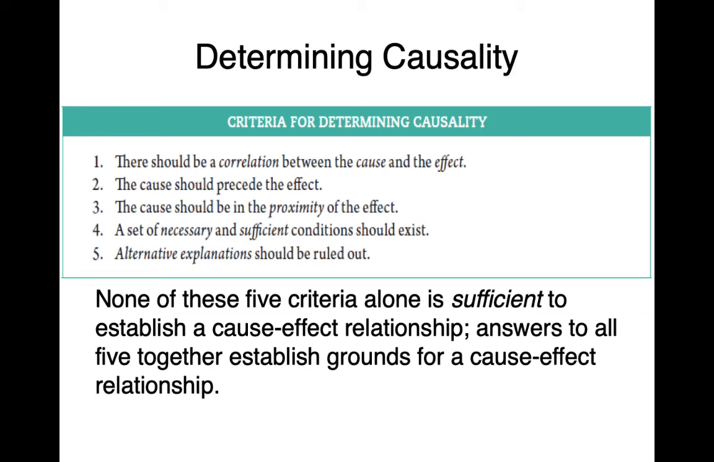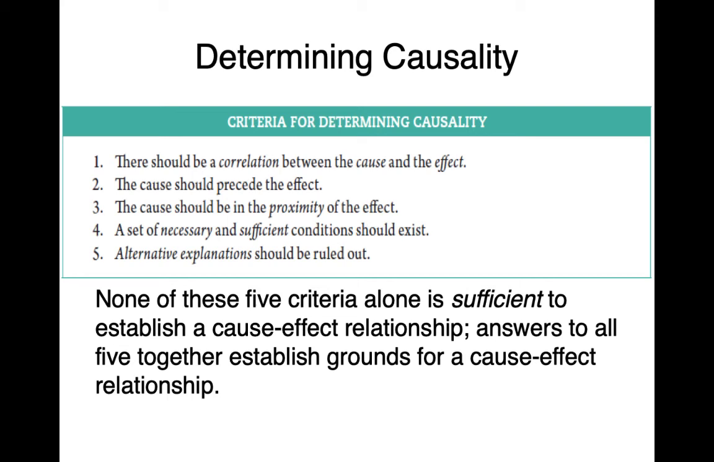There should be a correlation between the cause and effect, no correlation, no cause and effect relation. The cause needs to precede the effect. The cause should be in the proximity of the effect. It should occur in space and time fairly near. A set of necessary and sufficient conditions for the outcome you want to explain should exist. You should be able to describe them, control them even. And you always have to consider alternative explanations.